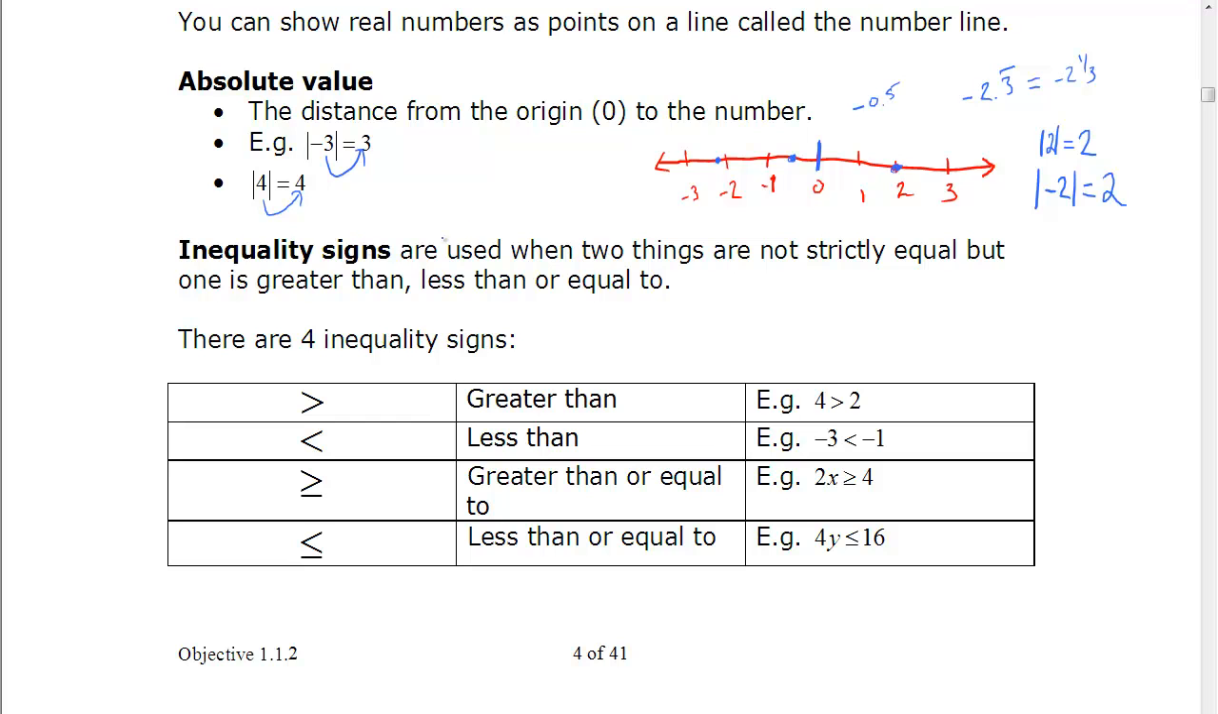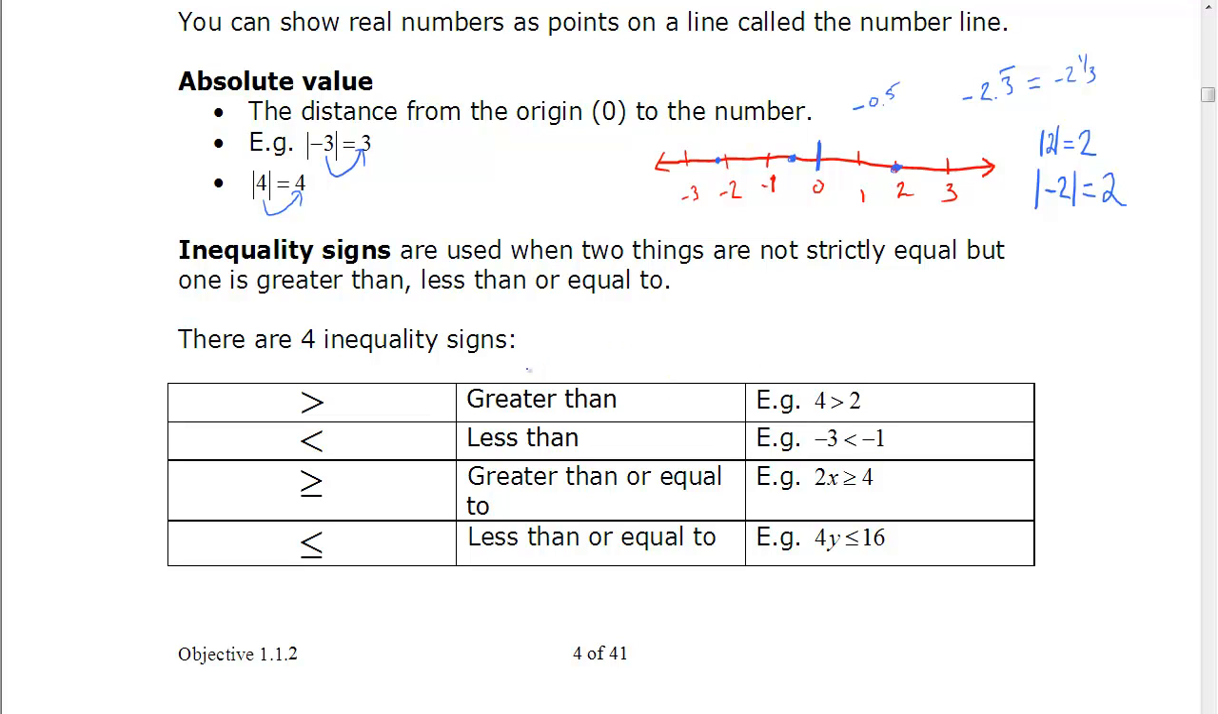Inequality signs are used when two things are not strictly equal, but one is greater than, less than, or equal to another. So we have 4 inequality signs: greater than, less than, greater than or equal to, less than or equal to. And we have examples here. 4 is greater than 2, -3 is less than -1, and so on.